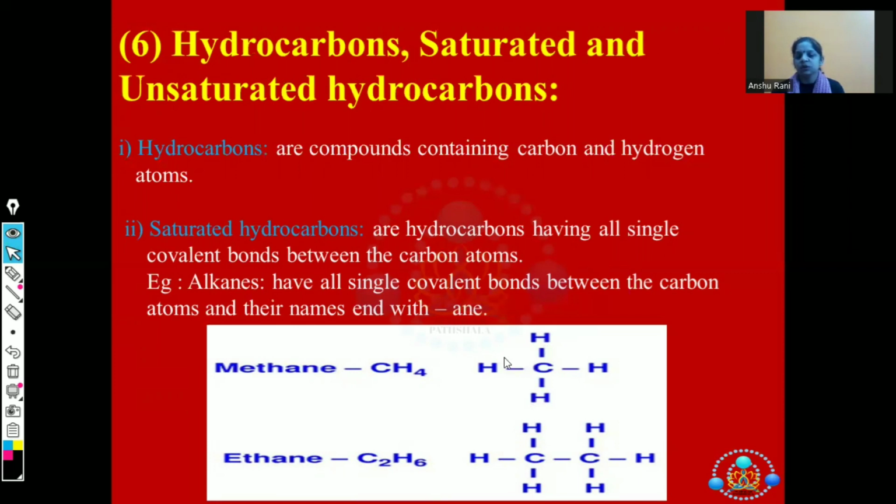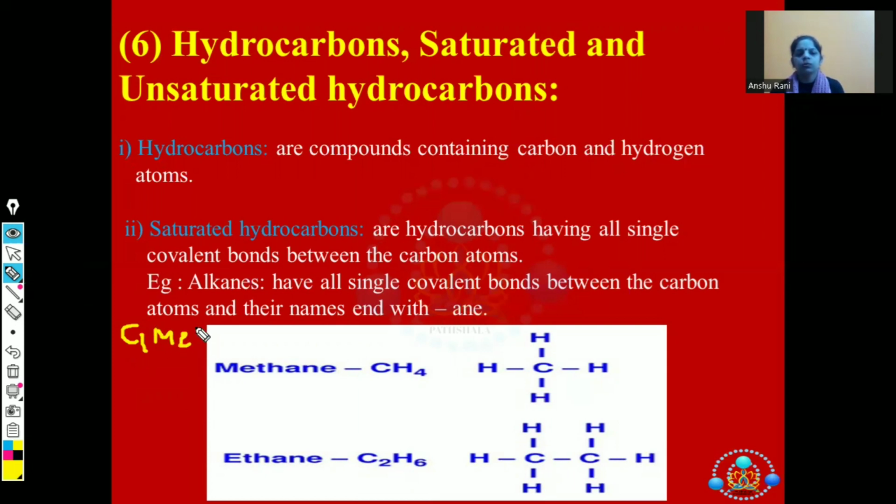This is the first structure. Then in the second structure, you have 2 carbon atoms joined together and they are completing their octet by sharing electrons with hydrogen. 1 electron is shared with carbon and 3 electrons are shared with hydrogen. For writing the names, for carbon 1, we have the word root meth.